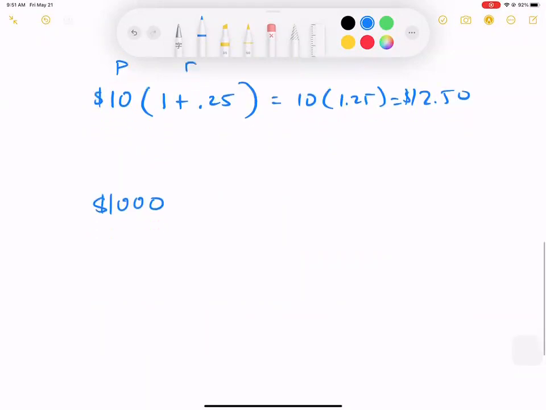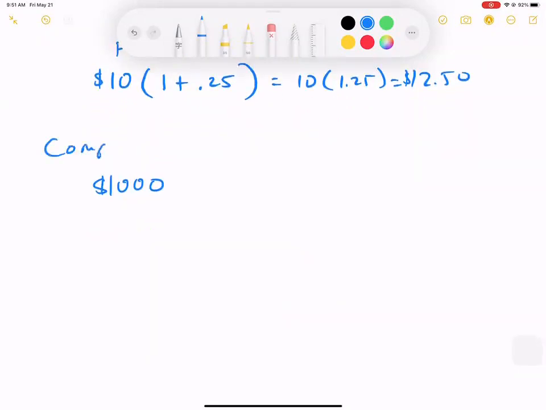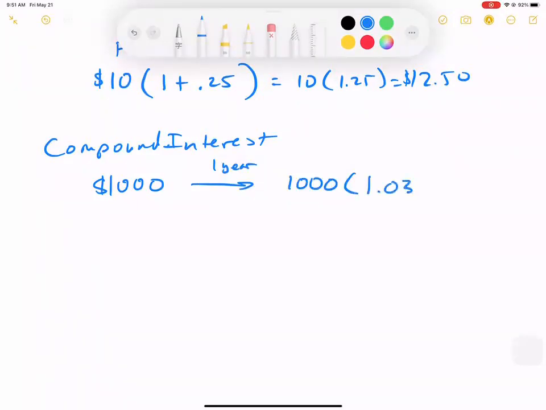$1,000, right? We all wish we had $1,000. So let's now go to compound interest. Let's say you have $1,000, and you put it in the bank, and the bank gives you a return of 3%. So you put it in the bank. So after 1 year, how much do you have? Well, you have 1,000 times 1.03. What I mean by this is 1 plus 0.03, which is 100% plus the 3% interest.